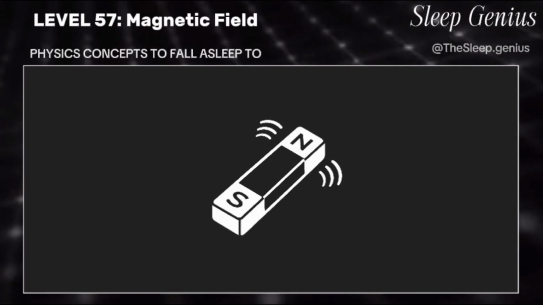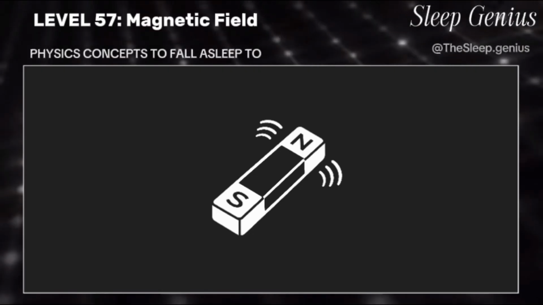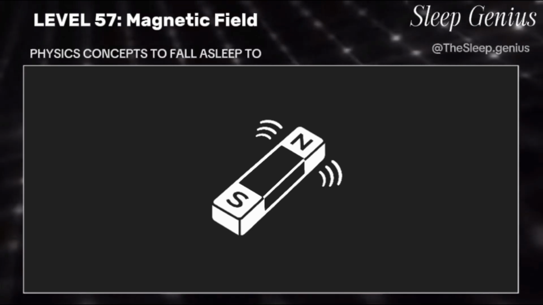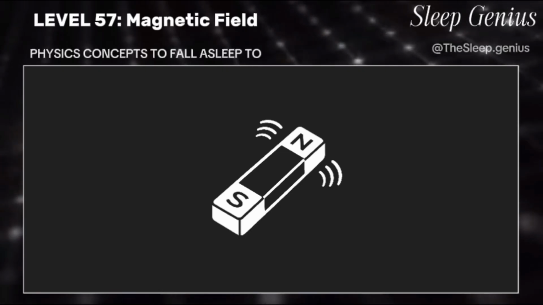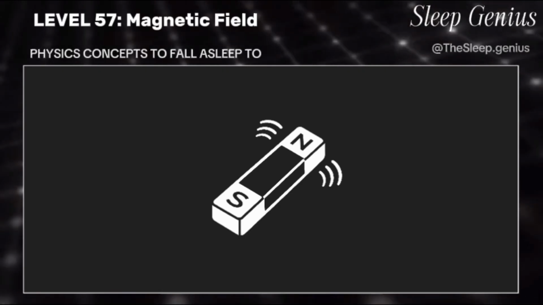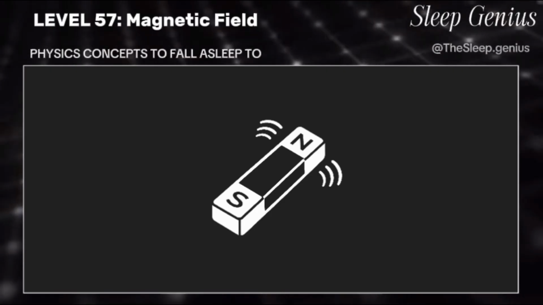A magnetic field is an invisible region around a magnet or a current-carrying wire where magnetic force can be felt. It is created due to moving electric charges and is a basic part of magnetism. The main idea is that magnets and electric currents influence space around them and can attract or repel certain materials.